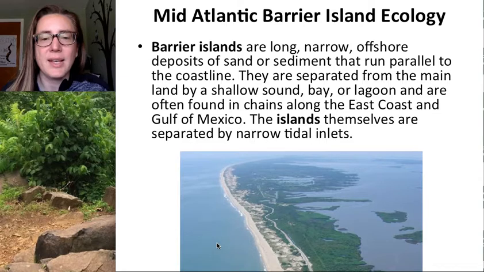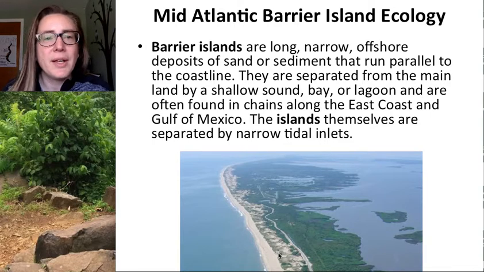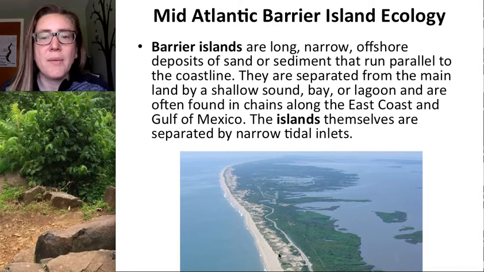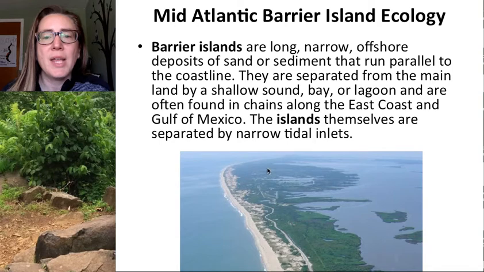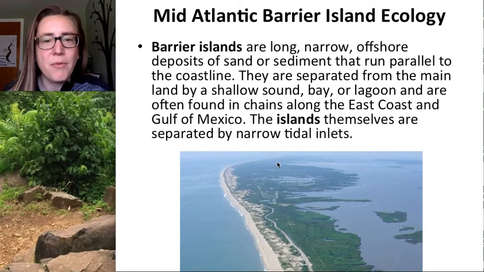So you can see that here. This would be the Atlantic Ocean, and this is the barrier island. They are going to be separated by something from the mainland. So it might be a shallow sound or bay or lagoon. You can even have inlets that are going to be separating them from the mainland. So on this side, you would find the bay or the lagoon, and then the inlets then would actually form that final separation to create these barrier islands.